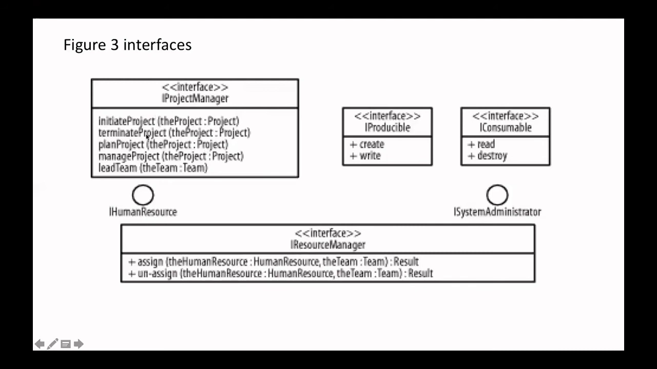After getting these operations within the class, the resource manager does our operations within the class. Resource manager assigns or unassigns. Assigned means the human resource, the team, after initiation of the project, and unassigned on termination of the project. If the project is terminated, then the resource manager works on the resource part.